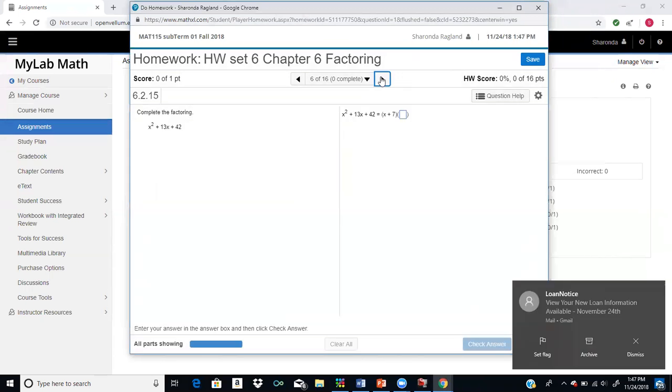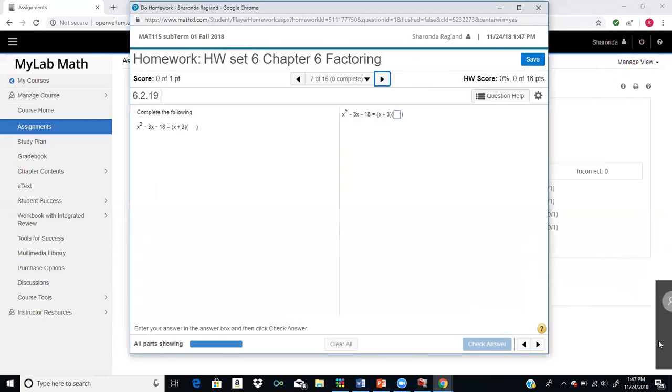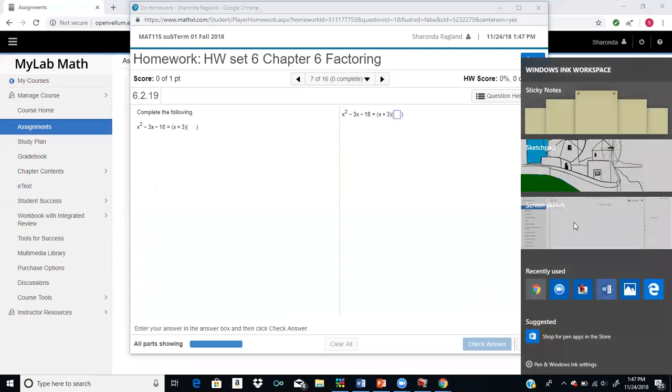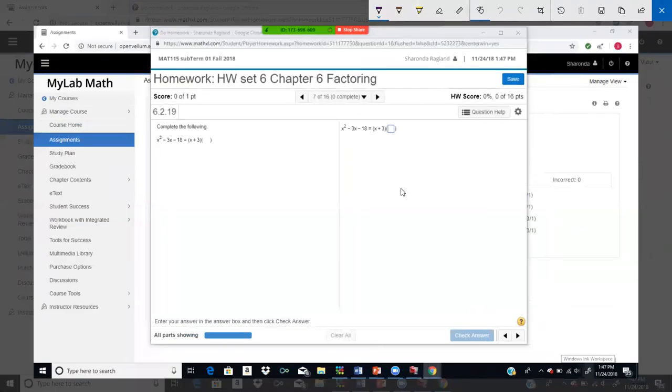All right, complete the factoring. This is, then you can do that one. All right, let's look at this one. Let's see, let's look at this one. All right, so if we look at this one, and they give you part of the answer, but let's not look at that one. All right, so x squared minus 3x minus 18.